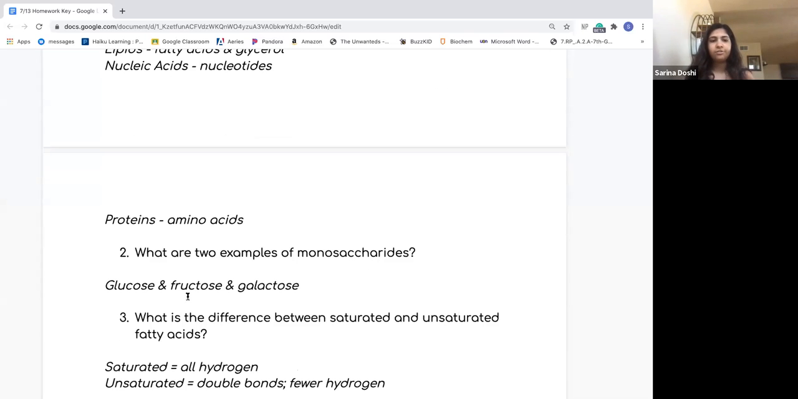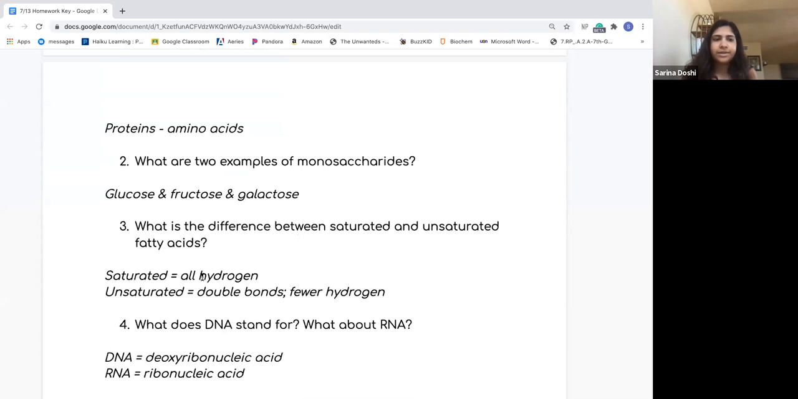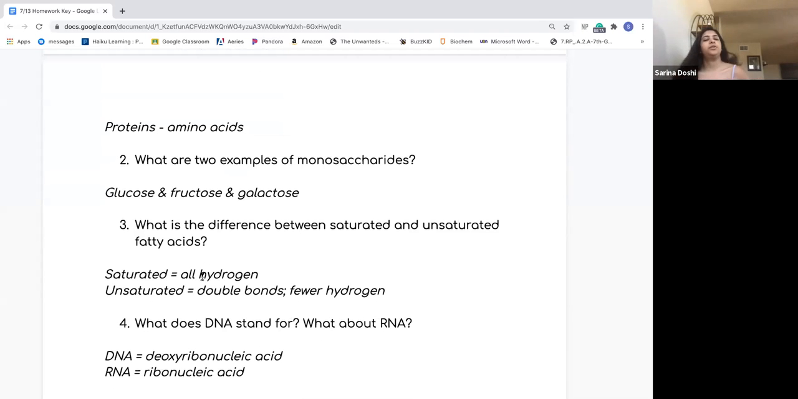For 2 examples of monosaccharides, you could put any combination of glucose, fructose, and galactose. There are others as well, but these were the ones that I had listed on the slide. For number 3, saturated fatty acids have the maximum amount of hydrogen, whereas unsaturated have double bonds and therefore fewer hydrogen. You could have put different things like staying solid at room temperature versus liquid, all of those, but these are, like I said, the most straightforward.